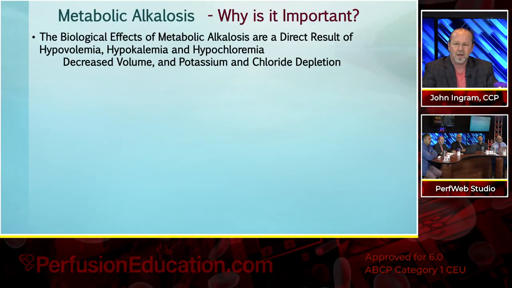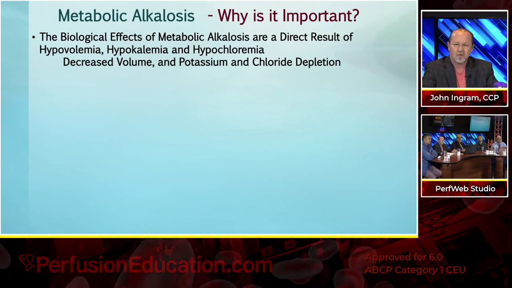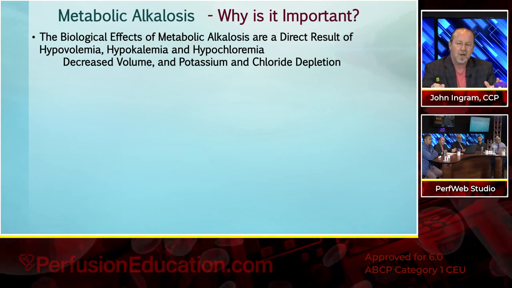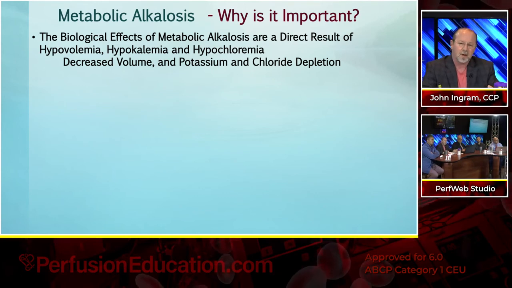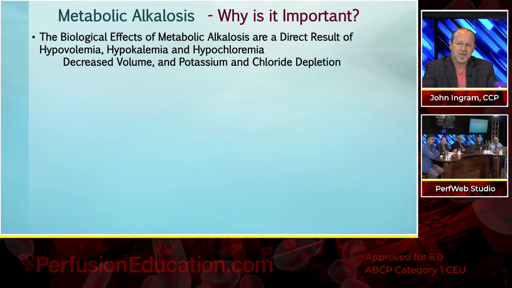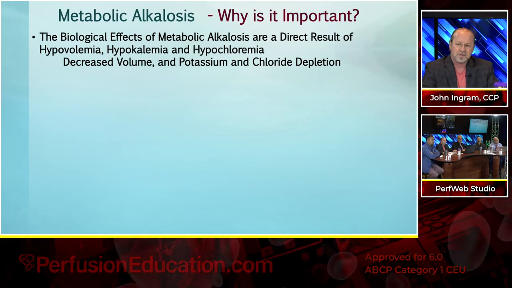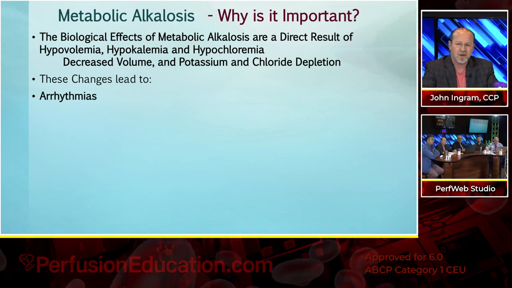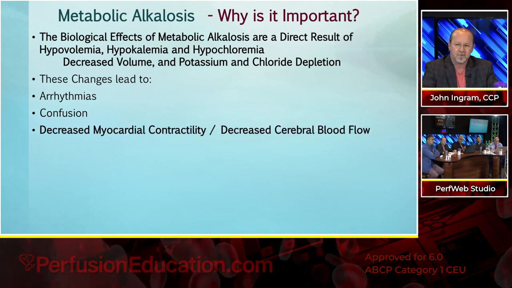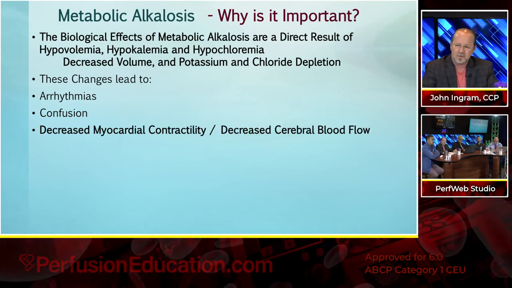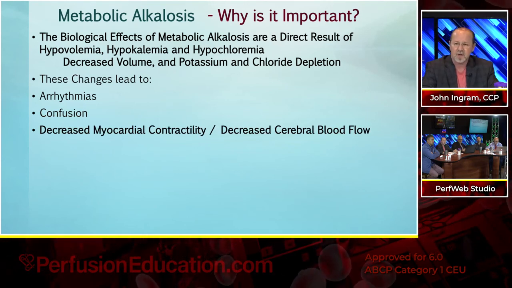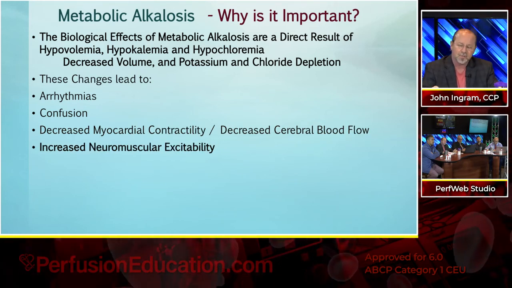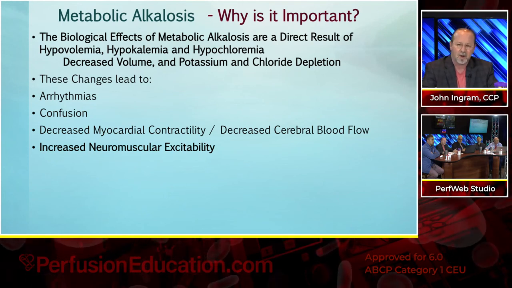Why is this important? The biological effects of metabolic alkalosis are a direct result of hypovolemia, hypokalemia, and hypochloremia. So keep those three things in mind, and they usually all tie in together. That's a decrease in your circulating volume, a decrease in potassium, and chloride depletion. This is important because it can lead to arrhythmias, confusion, decreased myocardial contractility, which is going to translate to decreased cerebral blood flow, and increased neuromuscular excitability. All these things are linked to this dysregulation of the potassium and chloride and/or the volume.